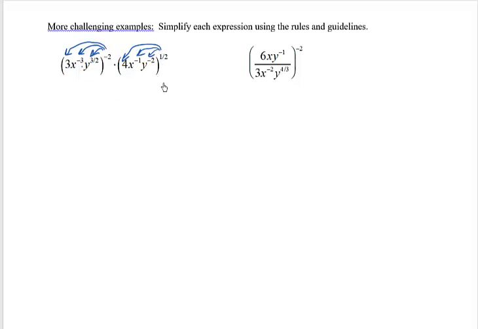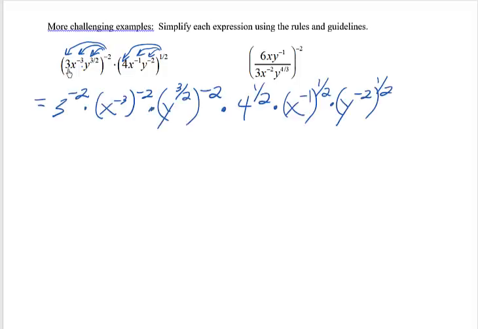So let's do that and write down what we get. Basically, I took each of the 3 pieces from the first parentheses and put a -2 exponent on top of it, and then each of the 3 pieces from the second and put a +1/2 exponent on it. Okay, kind of a big mess. Where do I go from here now?